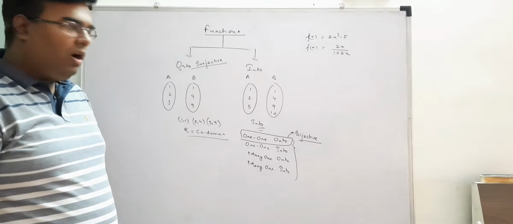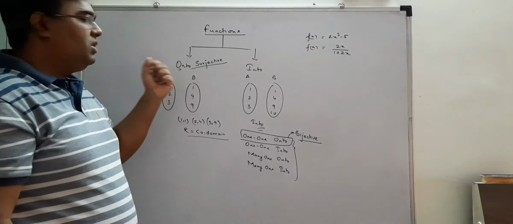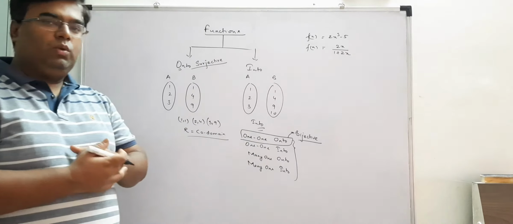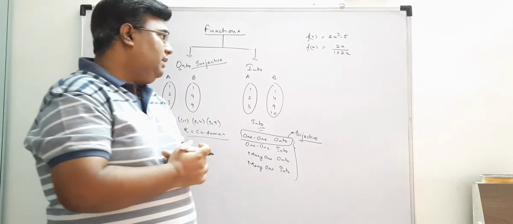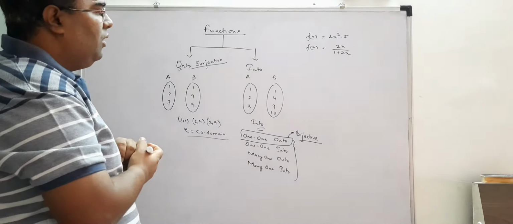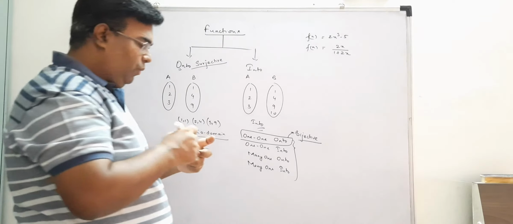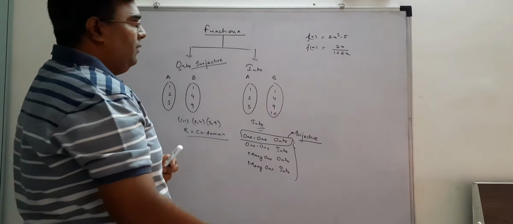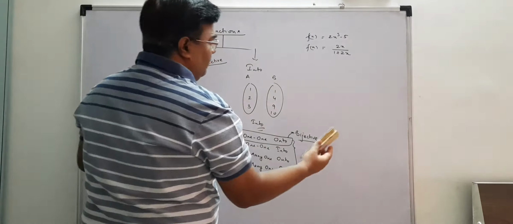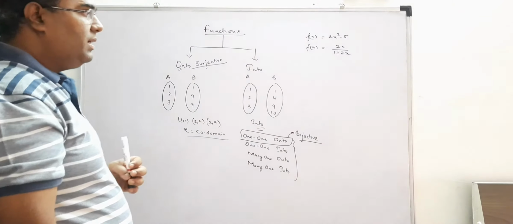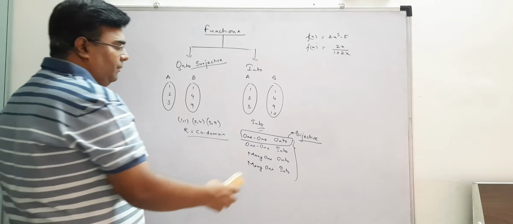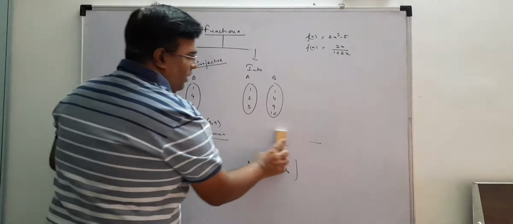Now we will understand how to prove a function as onto, right? We have already done how to prove one-one. Now in this lecture we will learn how to prove it onto. I have taken two examples. First example, it will be proved as onto. Second example, it will be proved as not onto, or into. Okay, let us see how we can prove it.